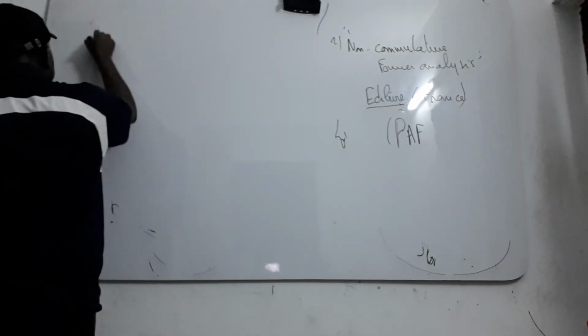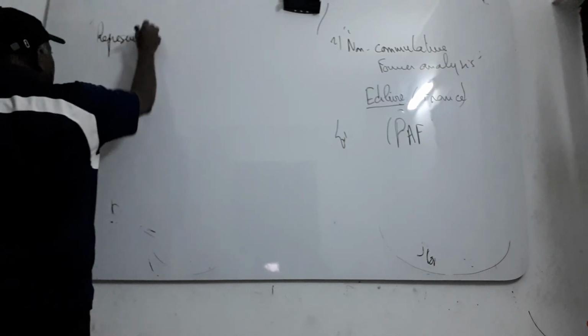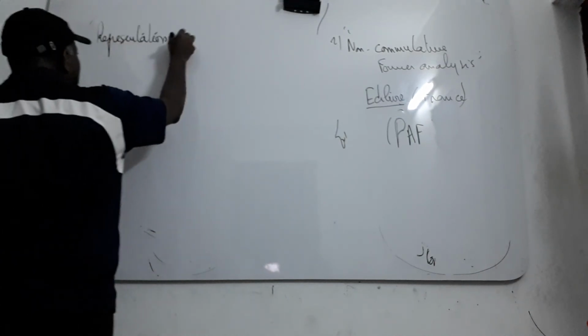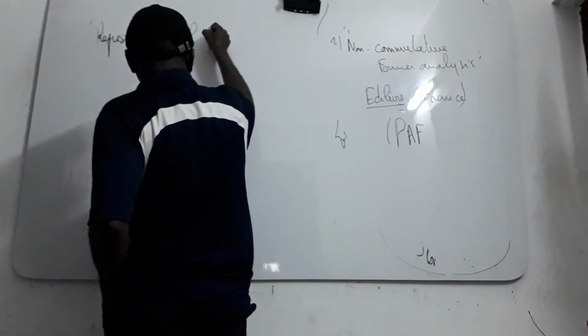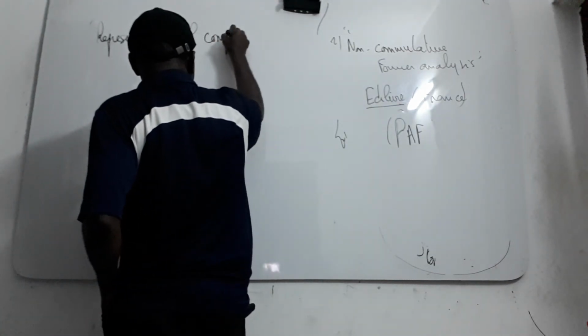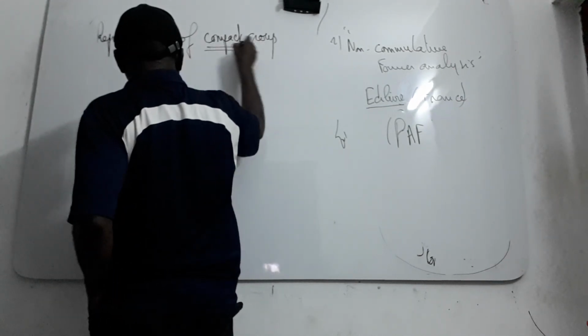So we start with representations of compact groups.